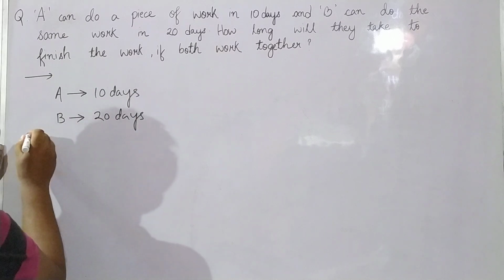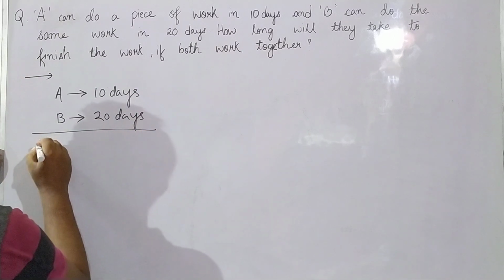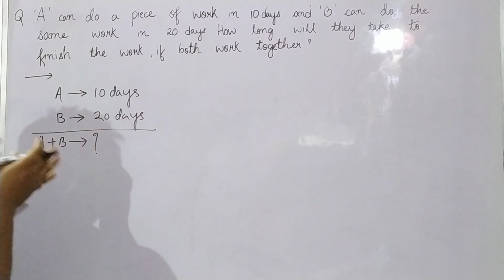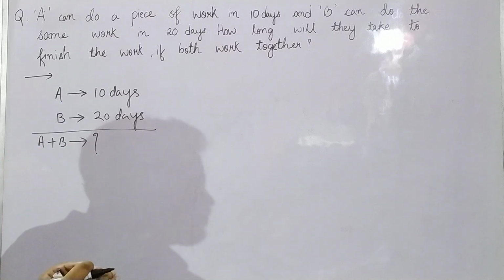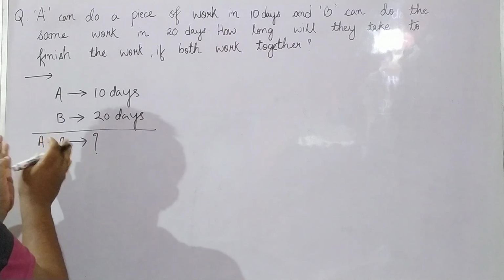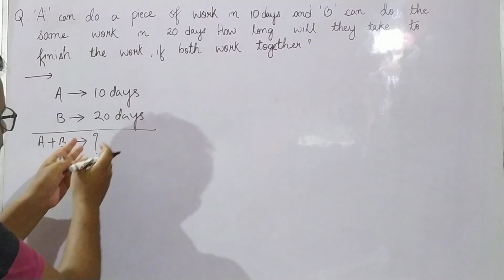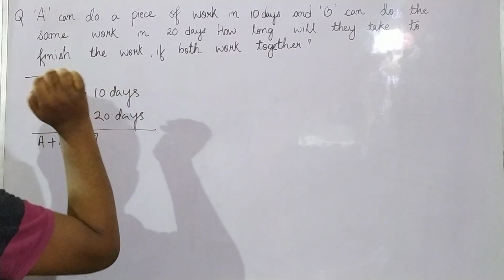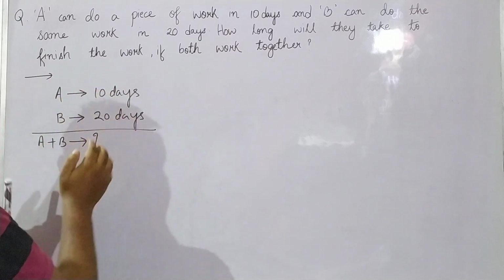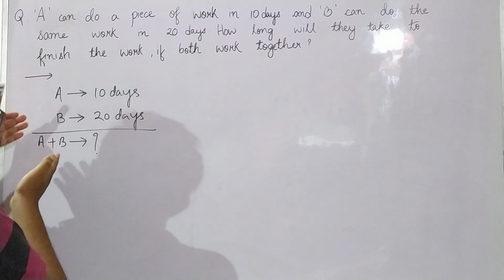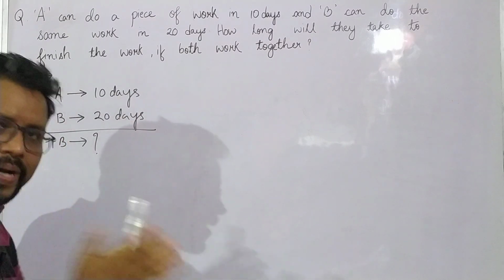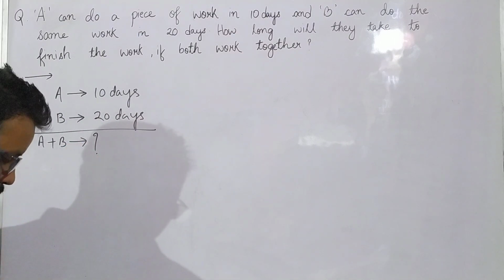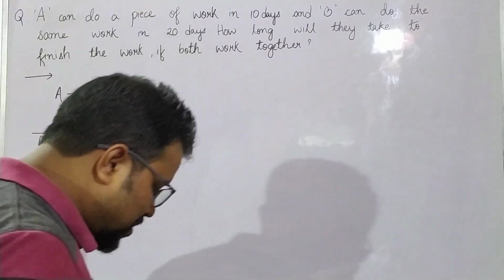Then if they start working together, in how many days will they complete? In how many days will it take for both of them to complete the same work? What is the question? A can do a work in 10 days, B can do the same work in 20 days. If both A and B start working together, in how many days can they complete the same work? We will do this by using one trick.